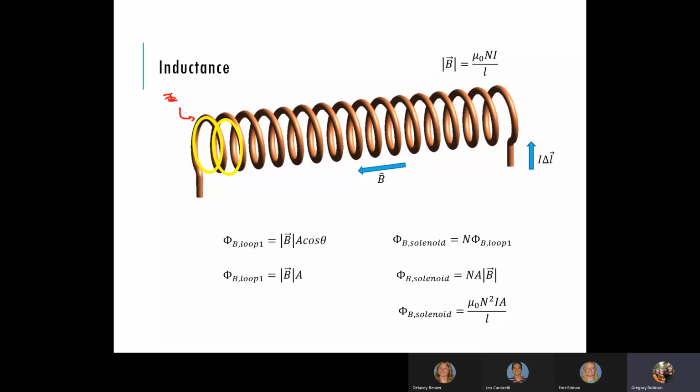What's the N value again? It is the number of loops in the solenoid. So capital N.